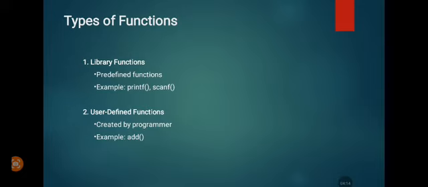Second one is user defined functions. These are functions created by programmers according to their needs. For example, if we want to perform addition, we can create our own function called add. So these are the examples, and these are the two types of functions: one is library function, another one is user defined function.